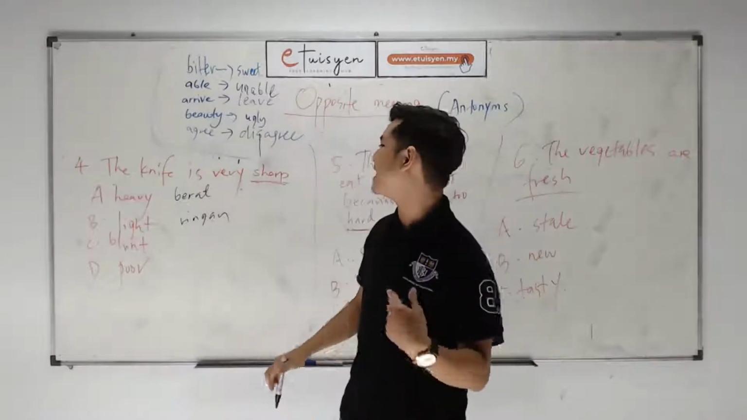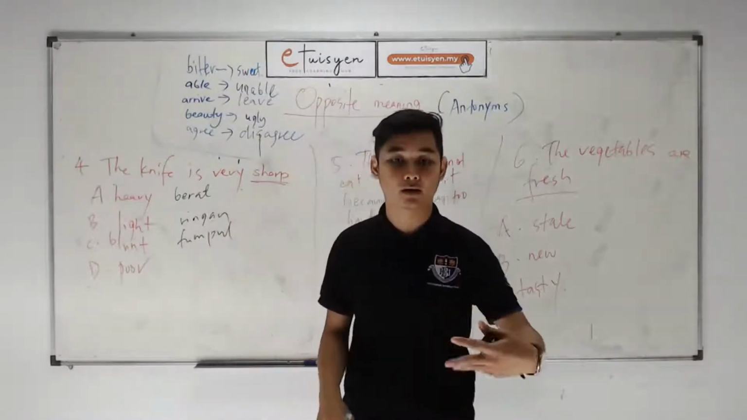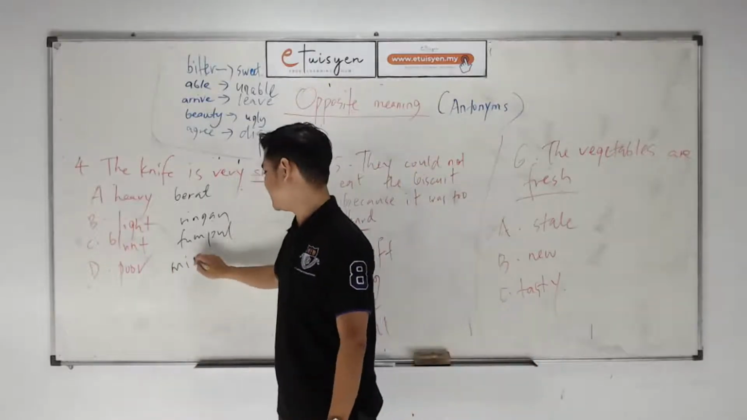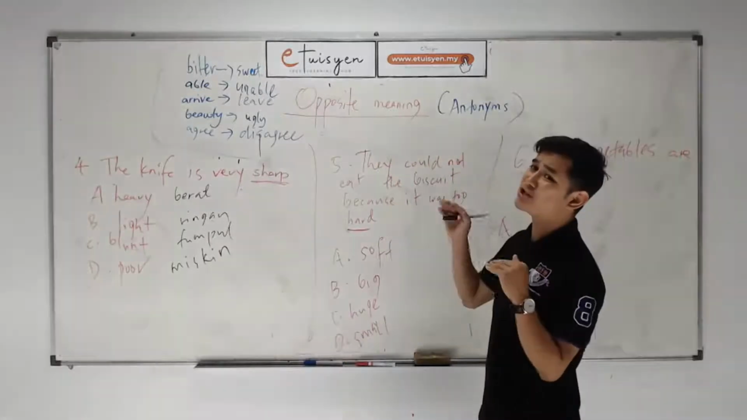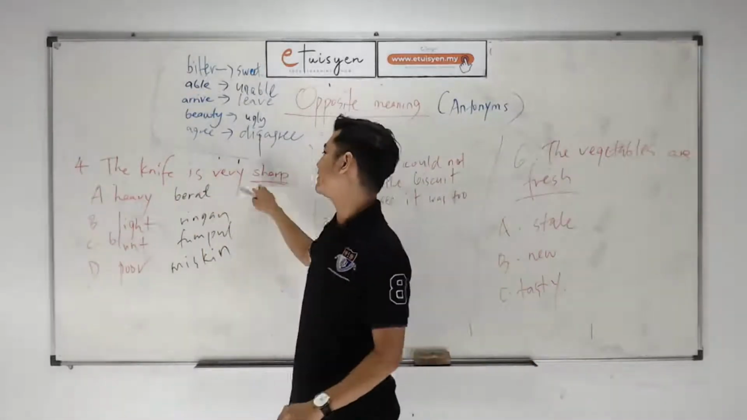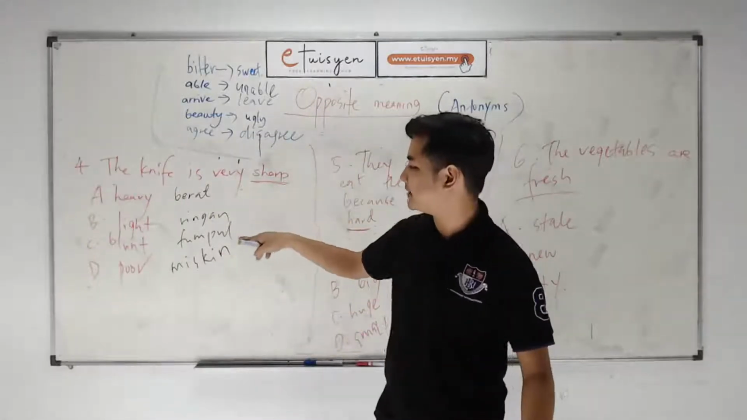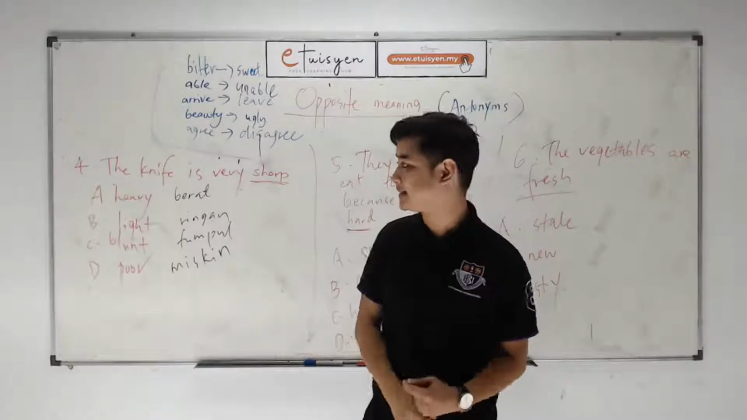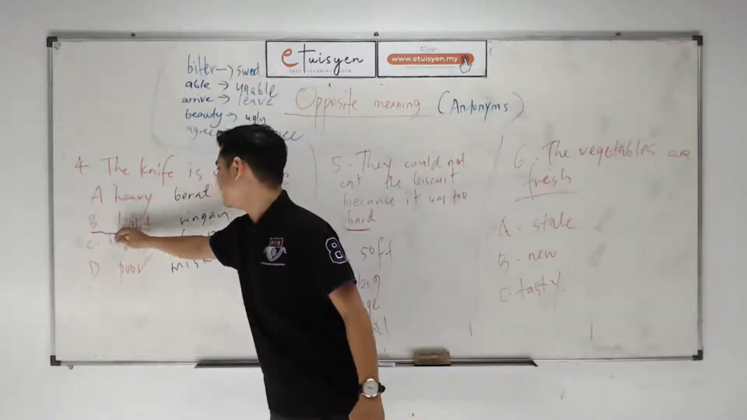Blunt. What is blunt? Tumpul. Okay? Poor. Susah tau. Miskin. Okay, right. So, the knife is very sharp. Opposite meaning ataupun antonym bagi sharp. Okay, perkataan yang berlawanan bagi sharp. Heavy, light, blunt, poor. So, the answer is yes, blunt. Tumpul, okay. It is a blunt.